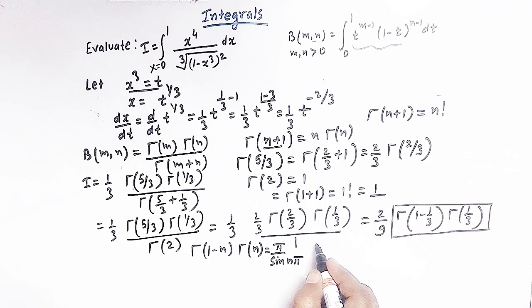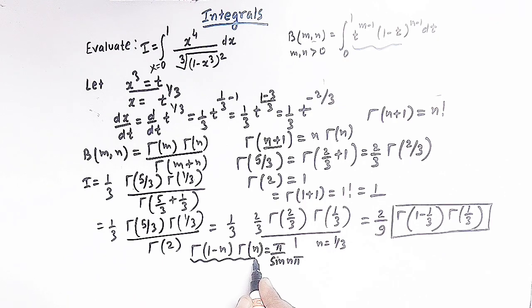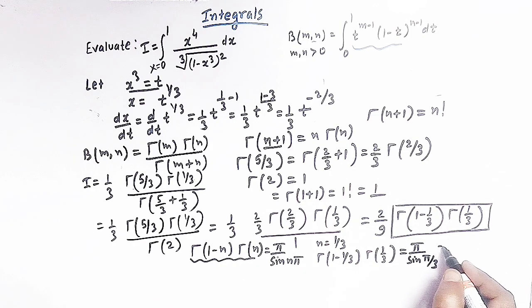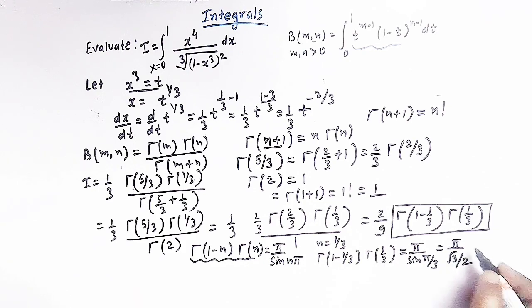So if we take n is equal to 1 over 3, then this left hand side it appears as gamma 1 minus 1 over 3, then we have gamma 1 over 3, and here we have pi over sine n pi. So n is 1 over 3, so we have sine pi by 3. So now we have pi, and sine pi by 3 is sine 60 degrees, that is root 3 over 2. So we can now write 2 pi over square root of 3.